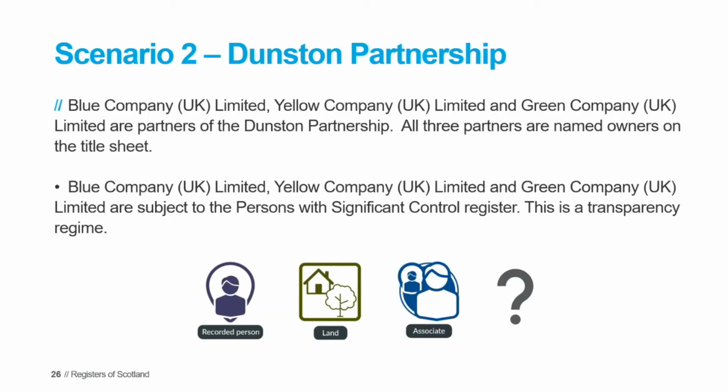Our second scenario is the Dunston Partnership. The Blue Company UK Limited, Yellow Company UK Limited and Green Company UK Limited are partners of the Dunston Partnership. All 3 partners are named owners in the title sheet. Blue Company, Yellow Company and Green Company are subject to the Persons with Significant Control Register. This is a transparency regime. Again, have a think about whether they are in scope.